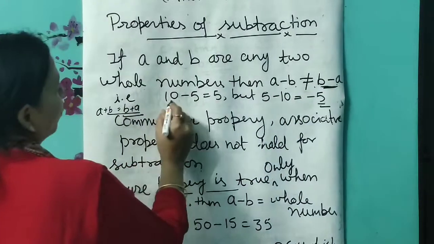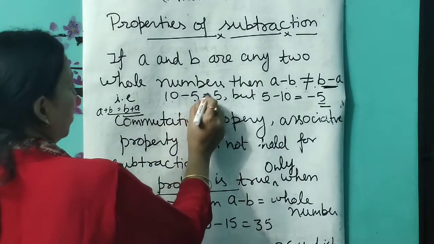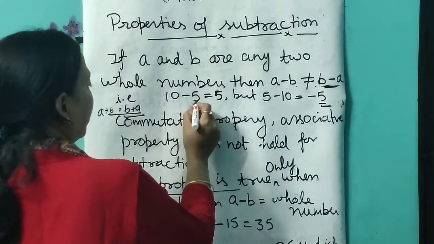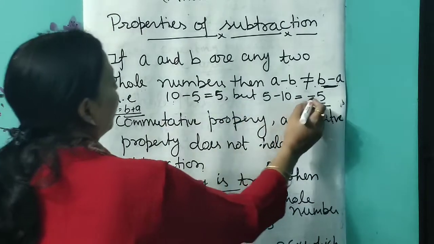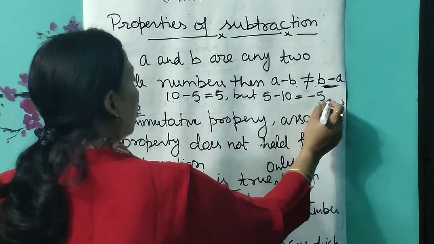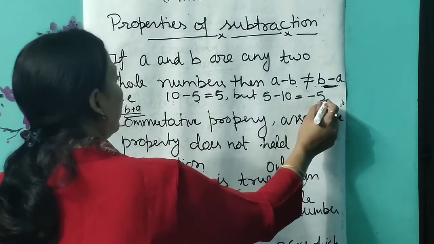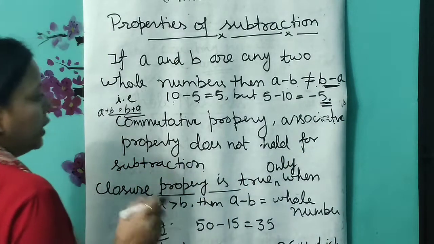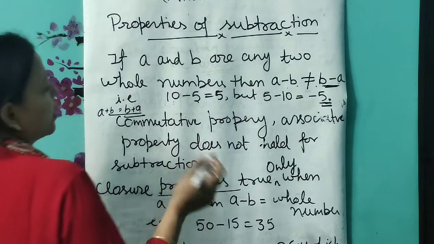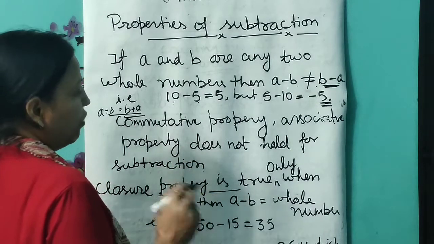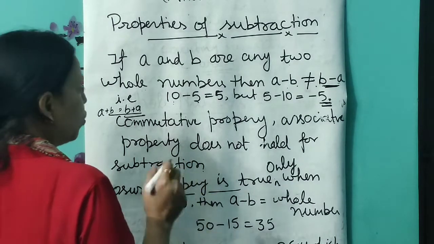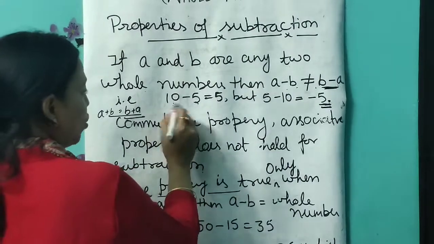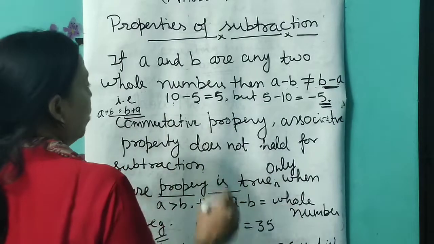For example, if you subtract 10 minus 5, it will be 5. But if you change the order of the numbers, 5 minus 10, then it will be minus 5, which is not a whole number. So here you can see that the closure property which we discussed first in case of addition, that the sum of two whole numbers is always a whole number, is not true in case of subtraction. Subtraction of two whole numbers is not always a whole number.